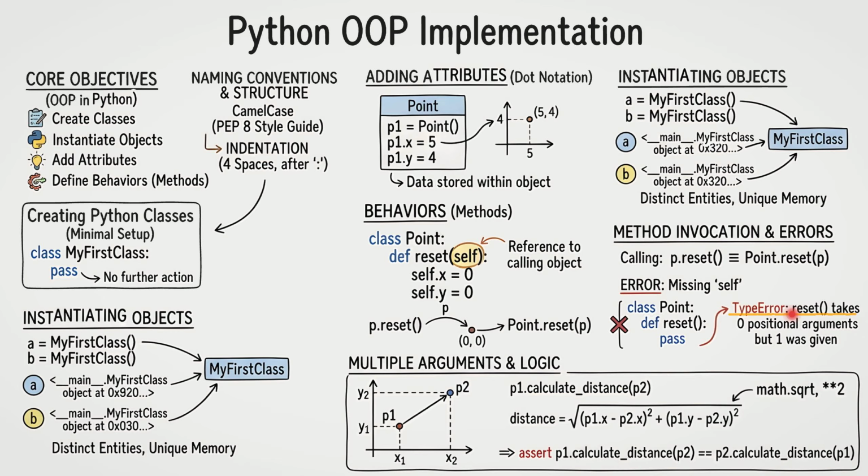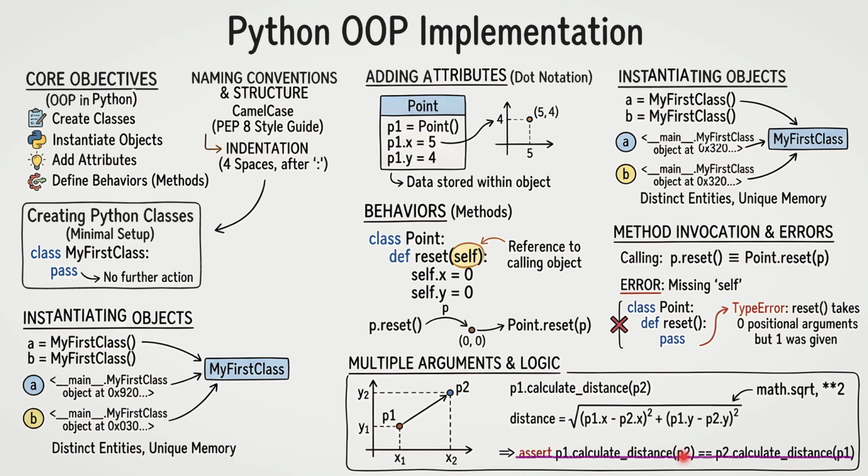Finally, methods can take multiple arguments for more complex logic. Take a look at this distance calculation between 2 points on a graph. The mathematical distance formula is implemented easily using standard operations like math.sqrt and squaring the differences. To verify our logic is bulletproof, we can use an assert statement to ensure the calculated distance is identical regardless of which point initiates the calculation. If that logic ever fails, the assert statement will immediately flag an error.